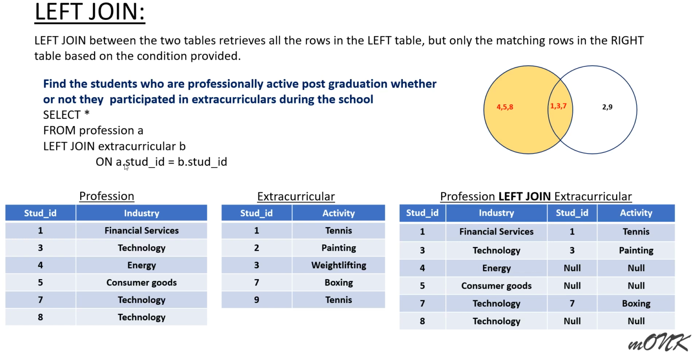And this is what I was talking about, why we need aliases: just to shorten the name. If we had not defined the alias over here, then instead of A here, we would have needed to write profession, and here extracurricular. So this is the use of alias.